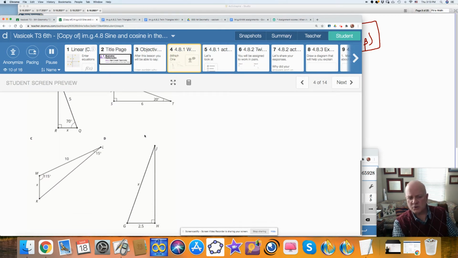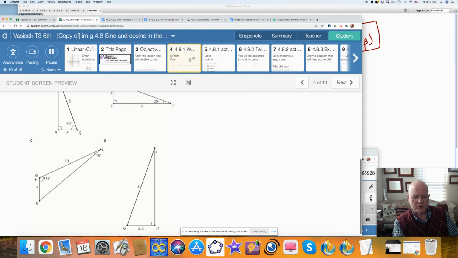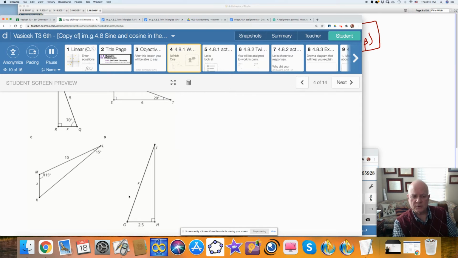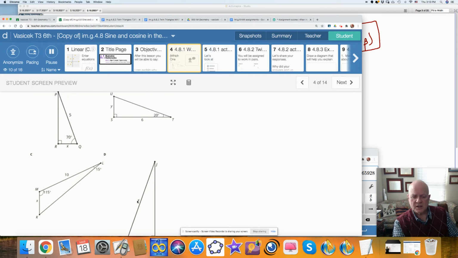The idea is for you to use your powers of observation. You may notice that this is not a right triangle. You may notice that you can't solve for this one. Maybe you notice that this x is on the hypotenuse. These other x's are all on the short side. This one has a y in it. It doesn't even have an x. So there's some things you could notice.